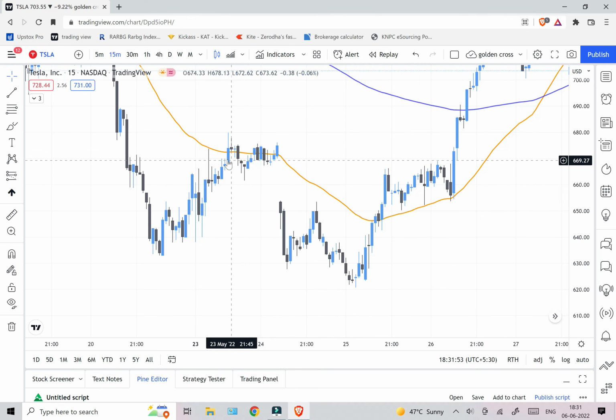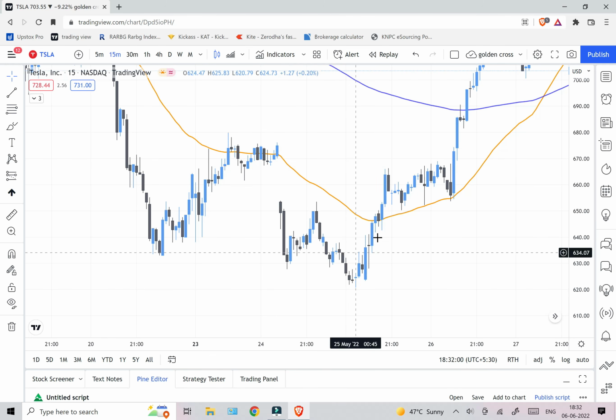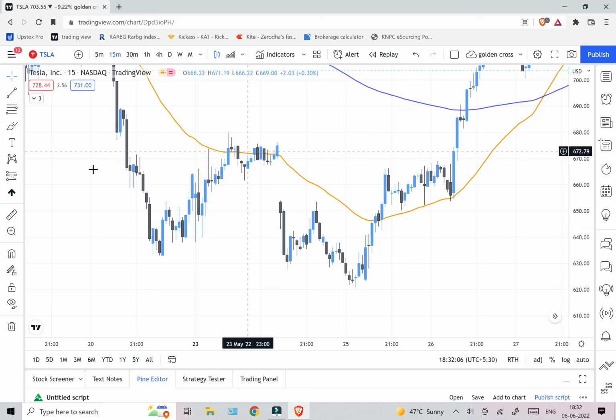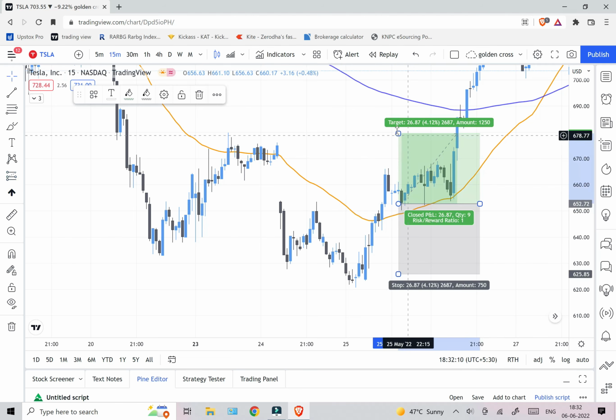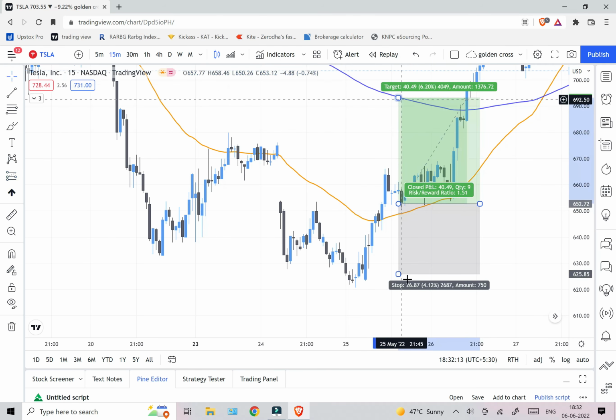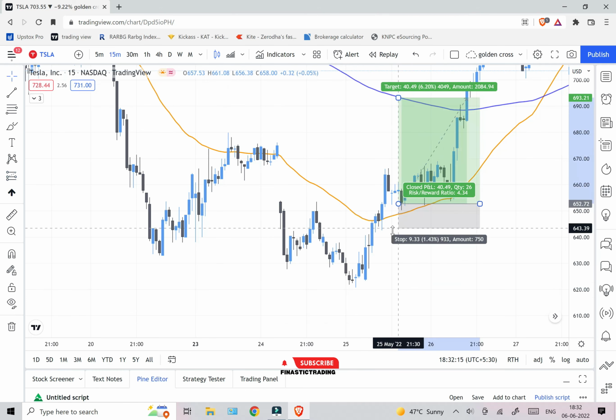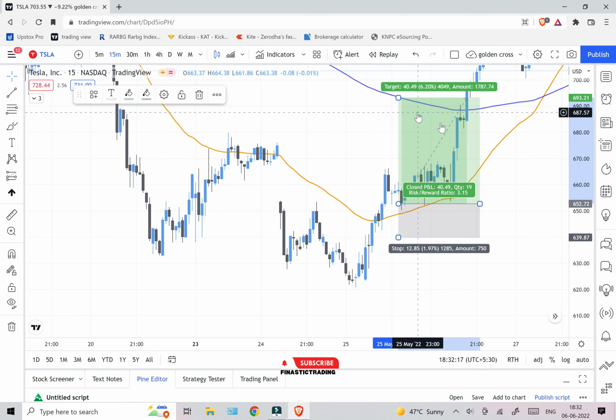Over here, this is not an entry. This is not at all an entry. No entry over here. Over here, yes, definitely it's an entry. This is a good bullish sign. You should have entered this trade and you should have taken this target over here. The small stop loss over here and the big target.